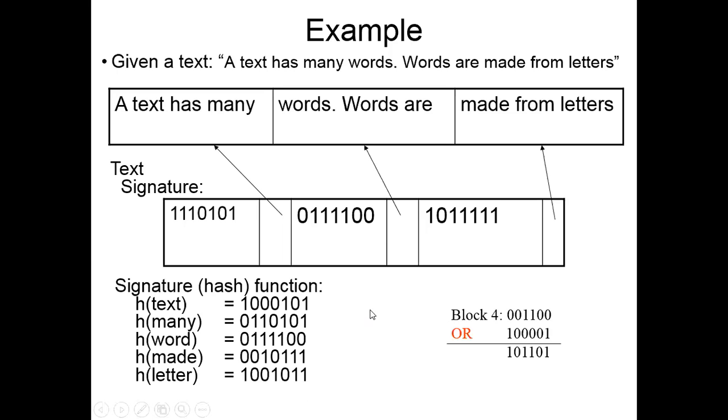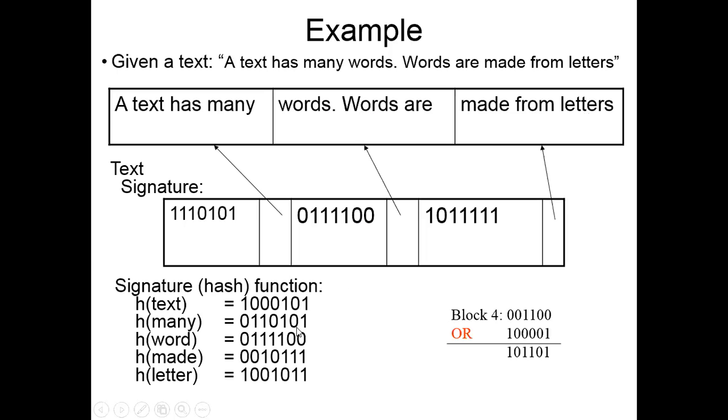What about word? Both of them are word. So ORing 111100 with 111100, the result is the same. That means we are using 111100 as the block signature for the block containing word and word. Then the third block contains made and letter.